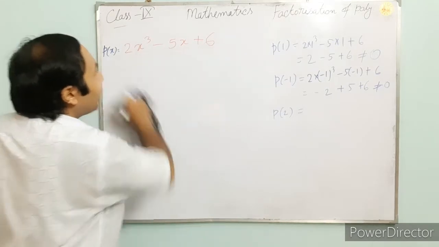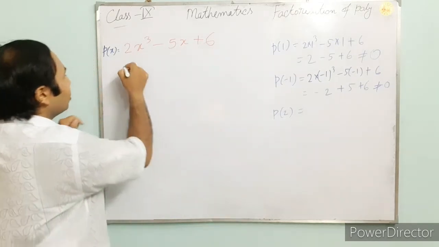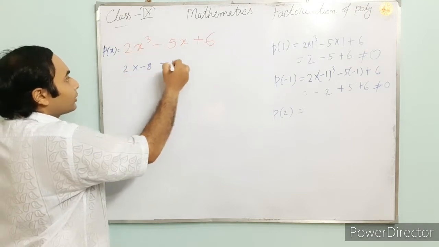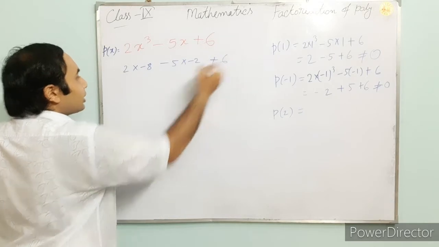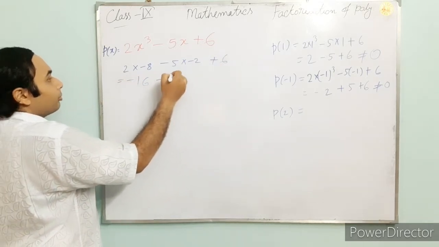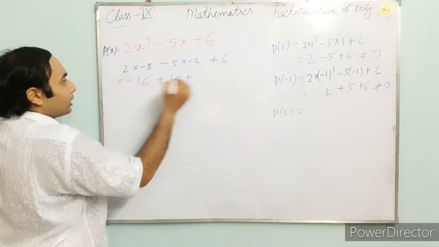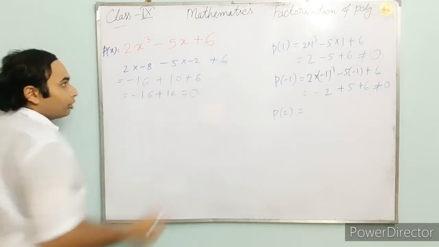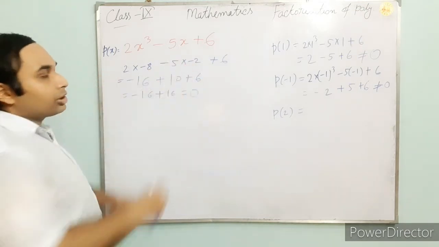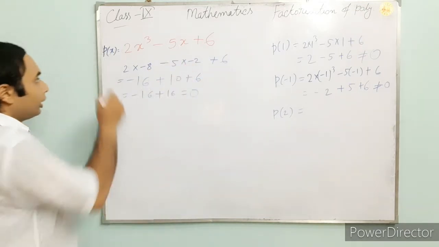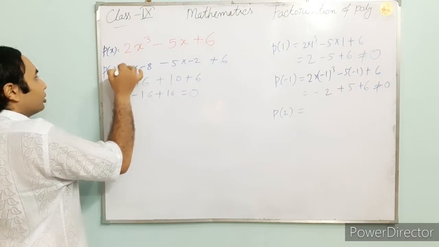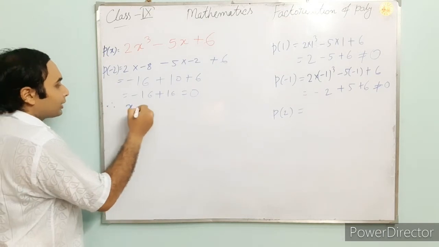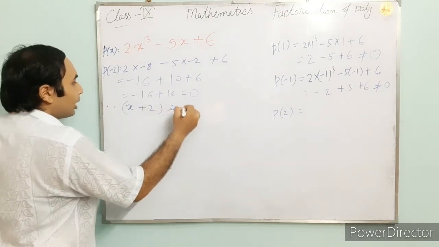Now take -2. Whenever it is -2, 2 into -2 cube. -2 cube means -8. Minus 5 into -2 plus 6. Then it is coming -16 plus 10 plus 6. So definitely it is coming 0. Okay. So now you will show this calculation in your answer, that is P of -2 equals this. It is coming 0. So x plus 2 is the factor.